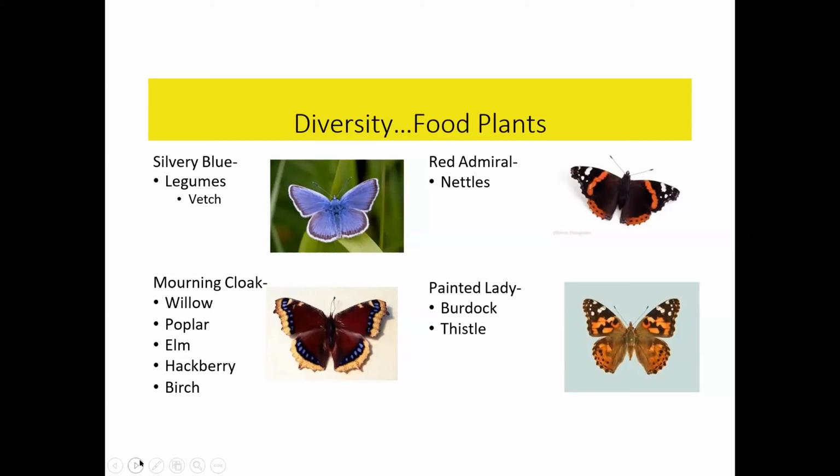The red admiral prefers nettles. Nettles are annoying. They are a nuisance plant. If you've ever gotten into them, you know what they're all about. But they do attract the red admiral caterpillars. Painted ladies are attracted to two weeds, burdock and thistle. If you have any marginal areas on your property, you probably have both of these growing.